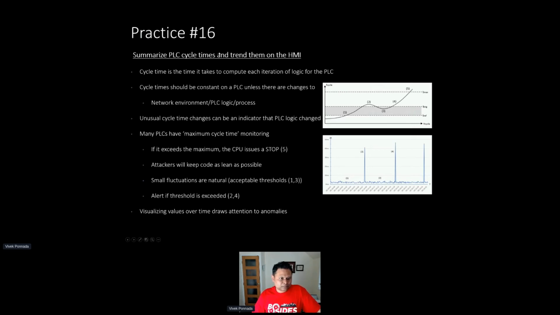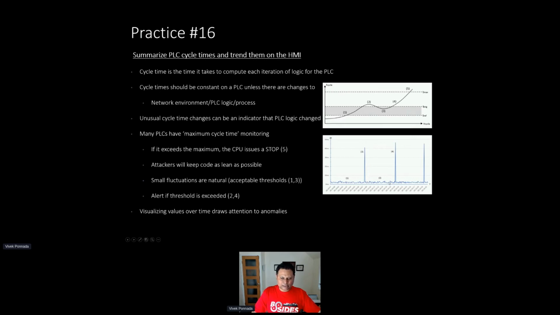Practice number 16 says: summarize PLC cycle times and trend them on the HMI, the user interface. Cycle time is the time it takes to compute each iteration of the code or logic in the PLC. Mind you, these programmable logic controllers are all deterministic, meaning you provide certain types of inputs, you expect certain types of outputs, and everything is known. So the cycle time should be constant on the PLC unless there are changes to the code or logic or something else in the process. If you trend them, as the bottom right shows, you'll see some minor variations, but if someone is trying to execute some malicious code, you get this spike.